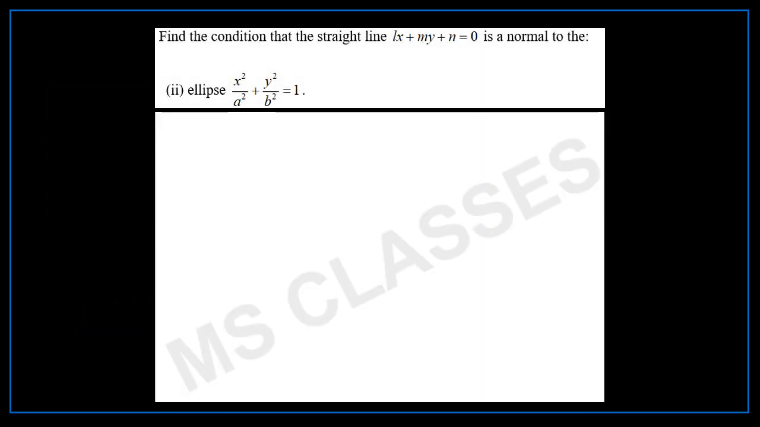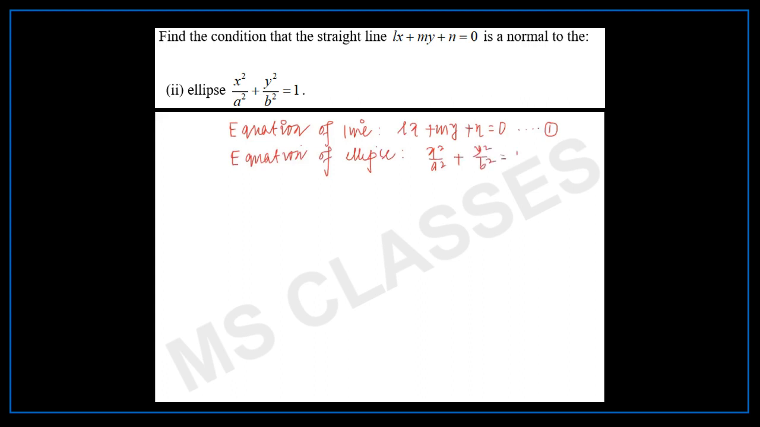Now here it is given that our line Lx plus My plus n will be normal to the ellipse. So the equation of the line given is Lx plus My plus n equal to 0, which we mark as equation 1. The equation of the ellipse given is x square by a square plus y square by b square equal to 1. So definitely the center will be at the origin.